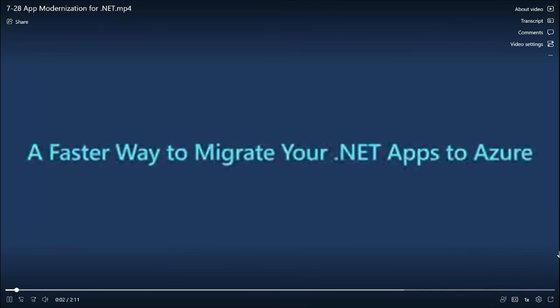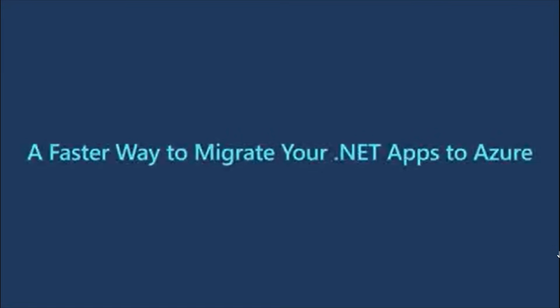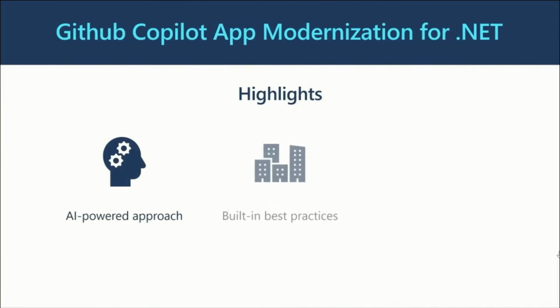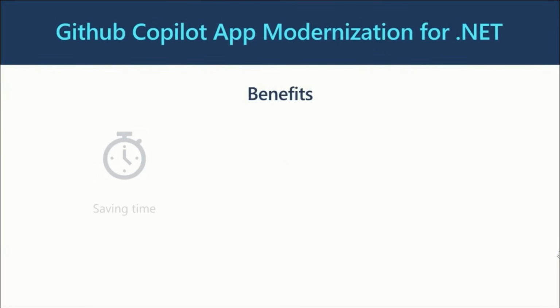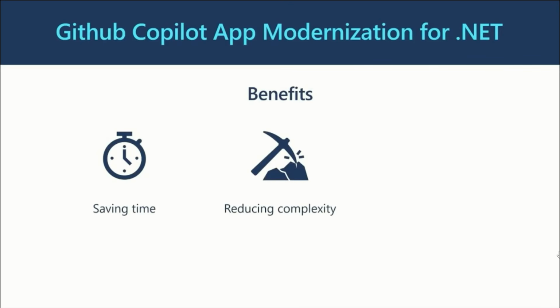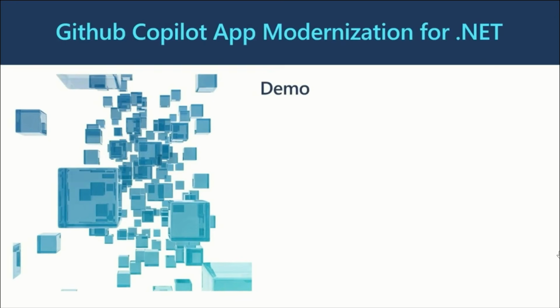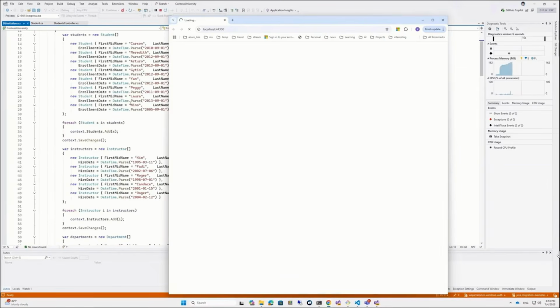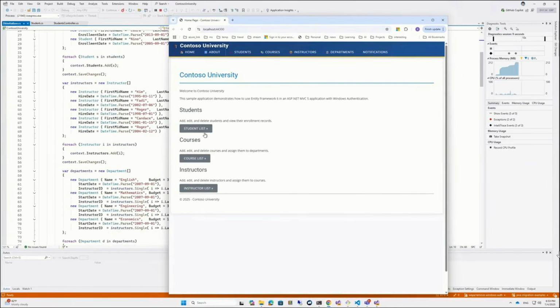We're looking for a faster way to migrate your .NET apps to Azure and make them more secure and performant? GitHub Copilot app modernization for .NET offers an AI-powered approach with built-in best practices and a streamlined migration experience, saving time, reducing complexity, and accelerating your journey to the cloud. In this video, we'll modernize a .NET University Management app by migrating its on-premises SQL Server database to Azure SQL Database with managed identity. In Visual Studio, I have the application open.